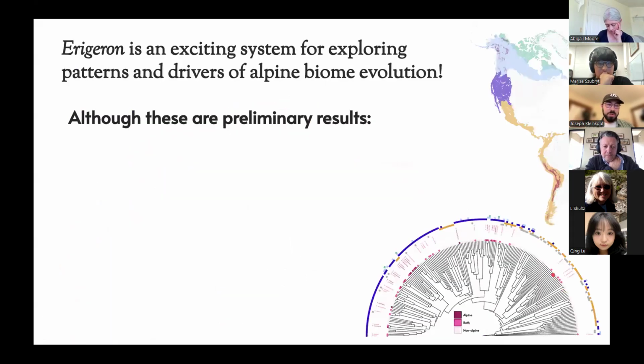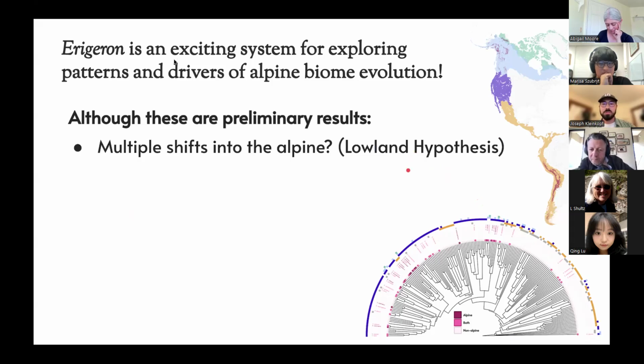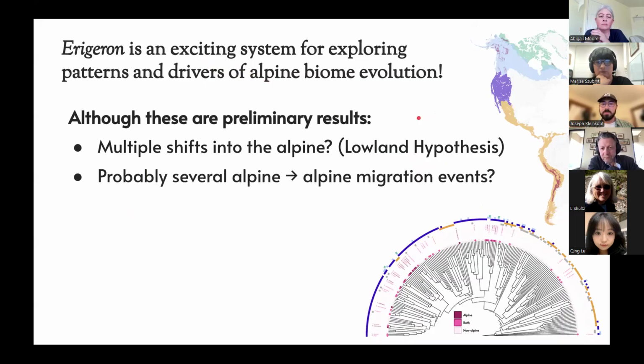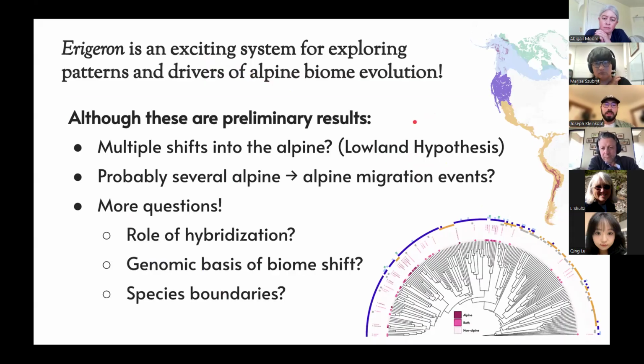Okay, so a lot of preliminary results, but some interesting stuff, I think. First, it seems like there have been several shifts into the Alpine, which would give some evidence to support the lowland hypothesis. There have been probably several Alpine to Alpine migration events. But there are probably more questions now than there were.